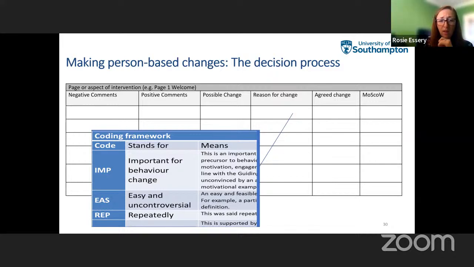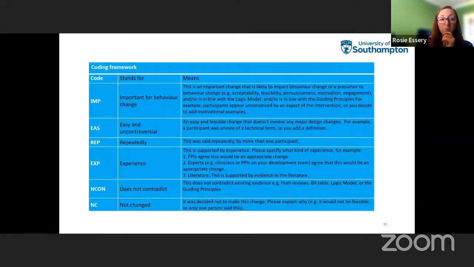As well as recording feedback from participants in the table of changes, we also record feedback from PPI and other stakeholders, because this allows us to record feedback from a range of sources which are important for the decision-making process. So this is the coding framework that I mentioned that we use to help us decide whether or not a change is important. I'm not going to go through all of these because they're described in the slide, but just to pick out one example.